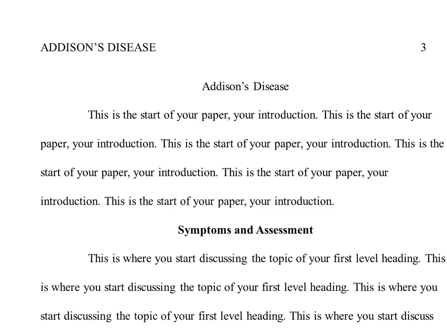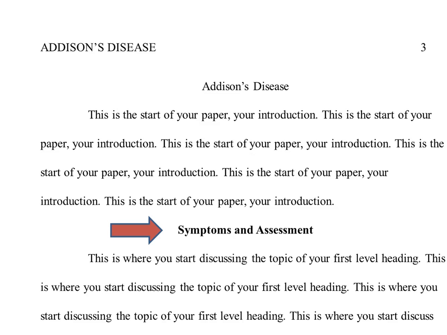So now let's say you're writing a paper about an autoimmune disorder like Addison's disease. You might have 3 sections on your paper. You might have one section for symptoms and assessment, a section for the etiology, and one section for the treatment. In this case, your paper would have 3 level 1 headings. It would have a level 1 heading for symptoms and assessment, a level 1 heading for etiology, and a level 1 heading for treatment. Here we see the first level 1 heading of your paper, symptoms and assessment.